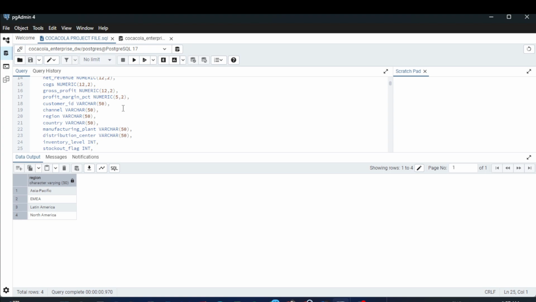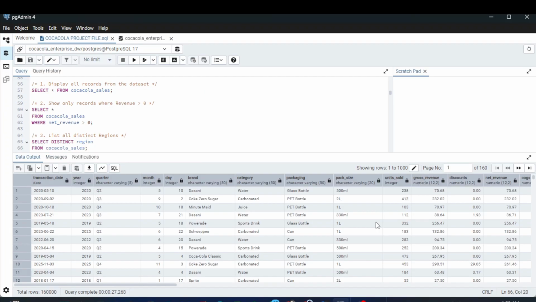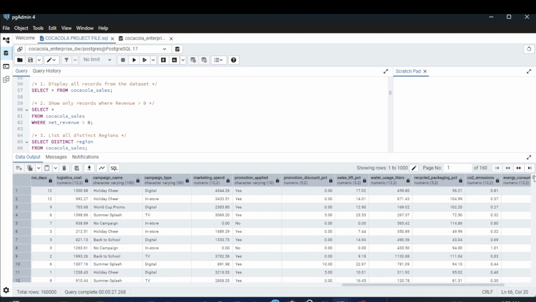The first question we have in our challenge is to display all records from the data set. So what we need to do is to display our whole table in the data set. This question has been answered. So this is our table, this is all we have in our data set. It's a very large data set actually, you can see that it's very big.